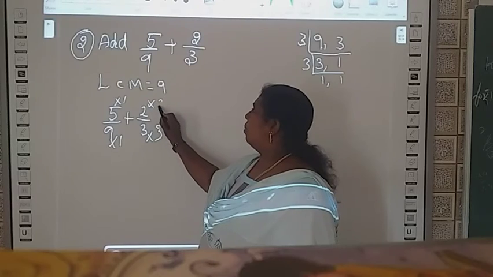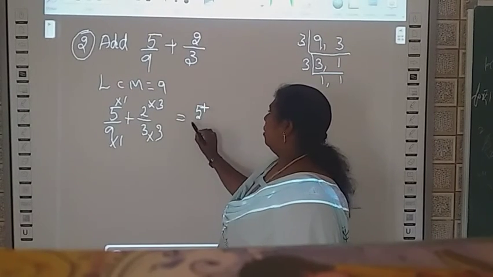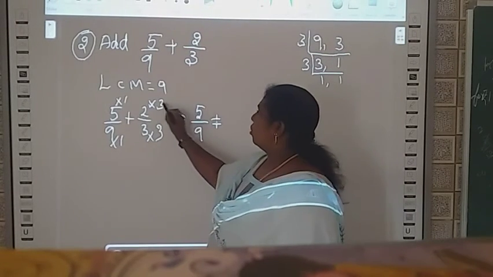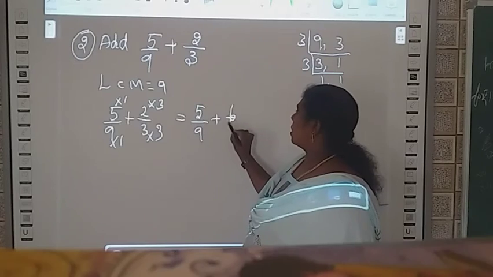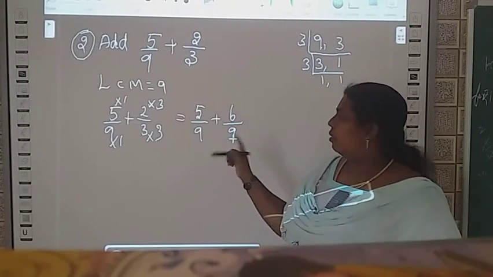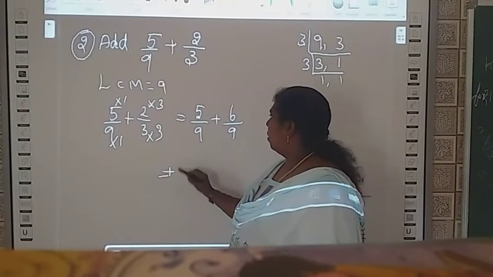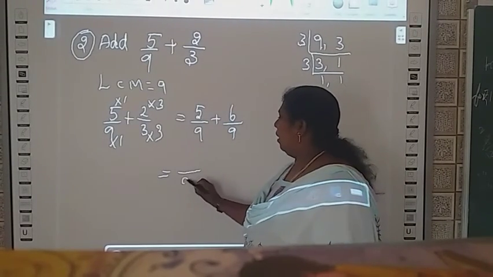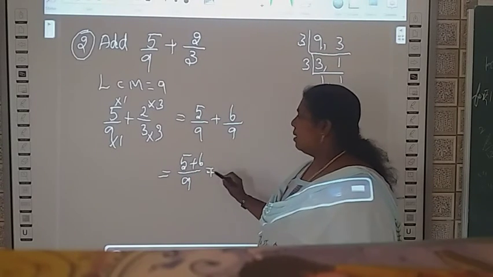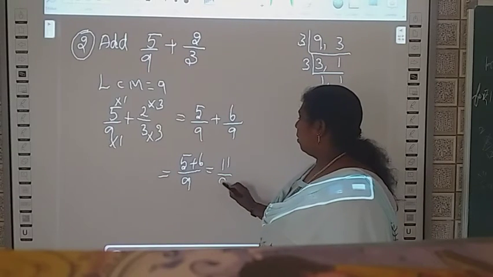Here also multiply by 3. 5 times 1 is 5, divided by 9. Plus 2 times 3 is 6, divided by 9. Now the denominators are equal, the fractions are like fractions, isn't it? Yes. Now the denominator is 9. For the numerator we have to add 5 plus 6. 5 plus 6 is how much? 11, right? 11 by 9.